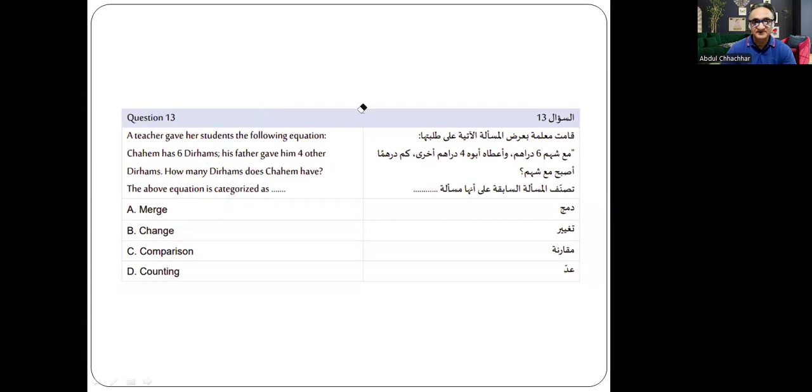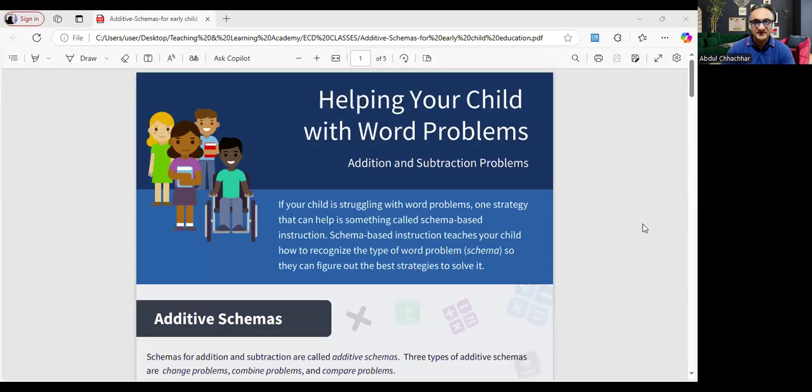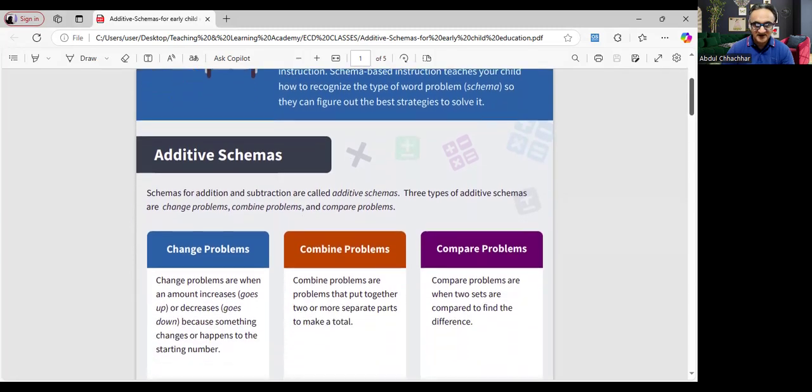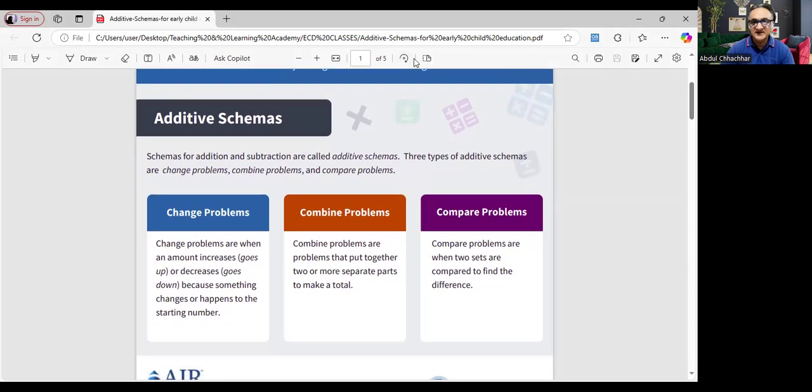So I'm going to explain a few things regarding this question. Now this question has been taken from the additive schema. Let's see what the additive schema is. When children are struggling with word problems, one of the strategies is the schema-based. Schema-based means we mind map based on characteristics in order to recognize the problem so they can figure out the answer correctly. So here, one of the strategies is the additive schema.